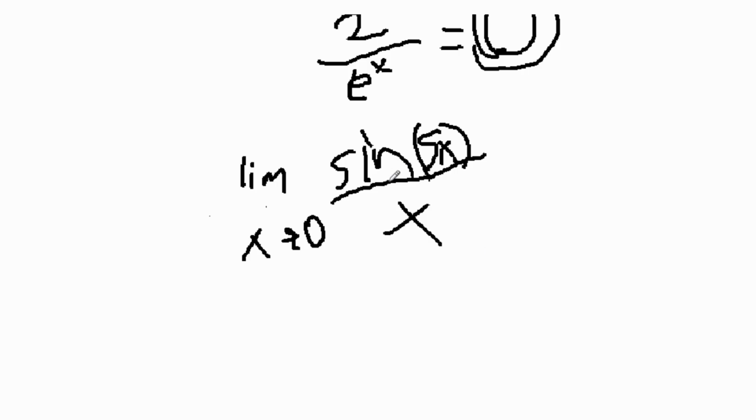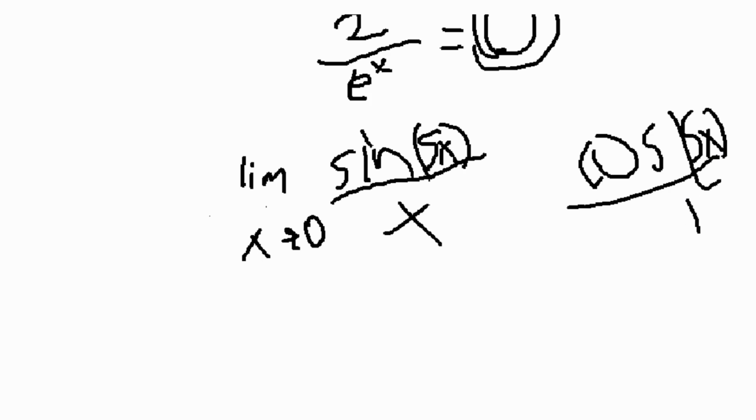So if I apply L'Hopital's rule, the derivative of sine of 5x is cosine of 5x, over 1. Sorry, not over 1, over 0. Wait, no, sorry, it is over 1. What am I saying?